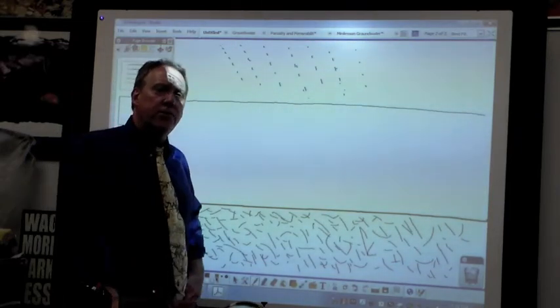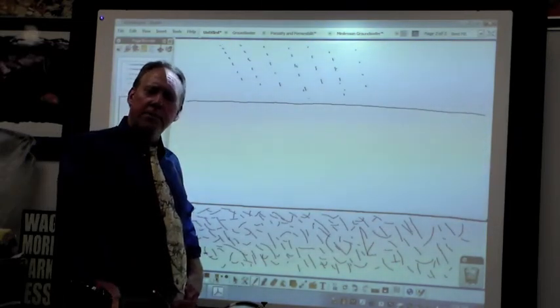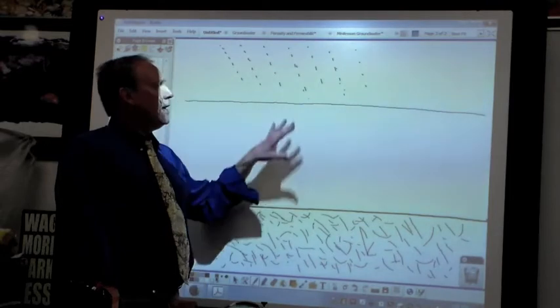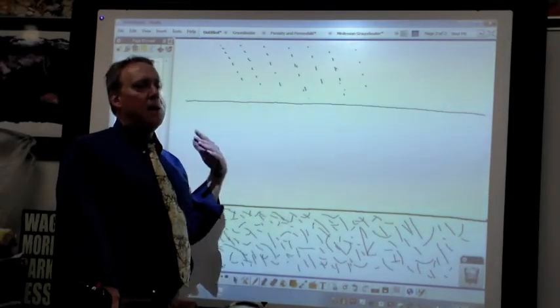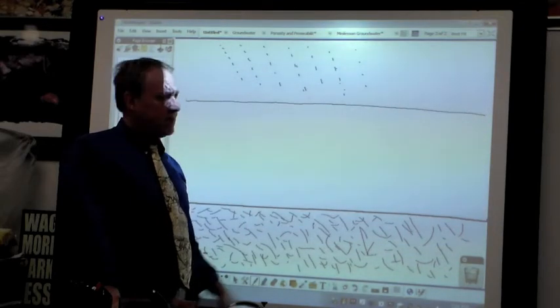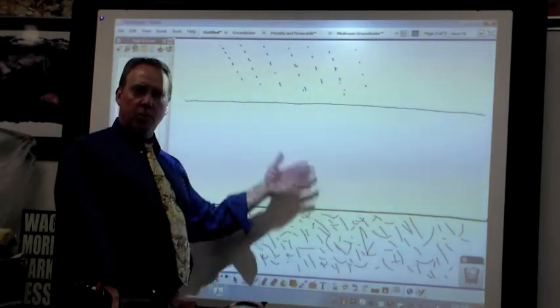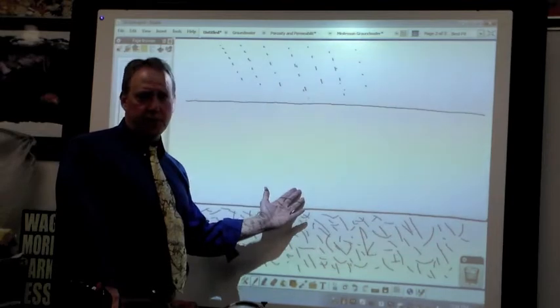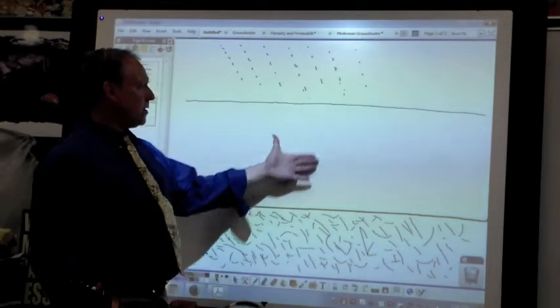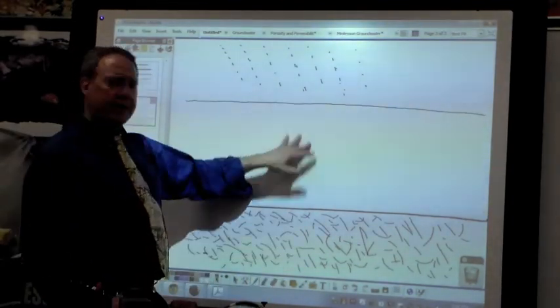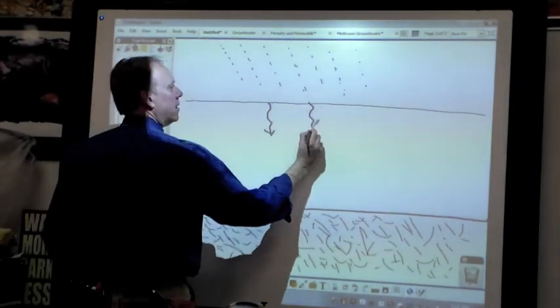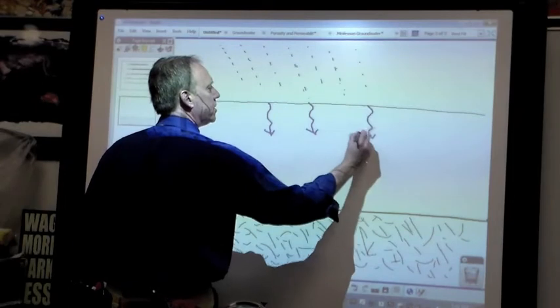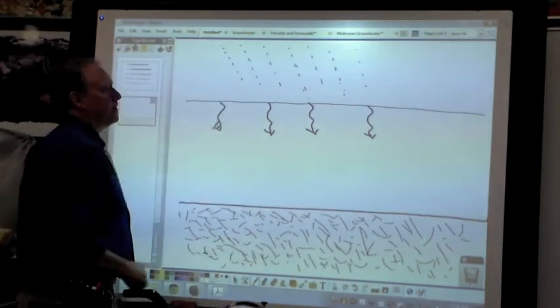Now, if you think about what you learned a few minutes ago, it will only be able to infiltrate if the soil is permeable. The soil has to be permeable to the water in order to let the water infiltrate. So infiltration is the seeping of the water into the ground. I will just sort of demonstrate. Here we have the infiltration of the water.